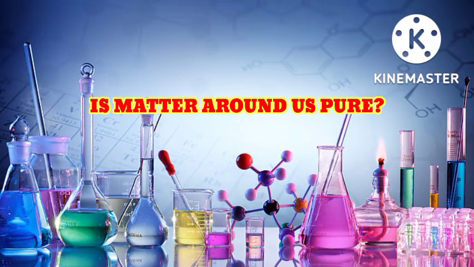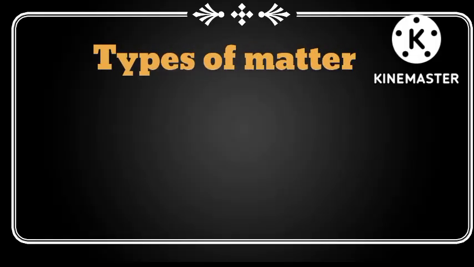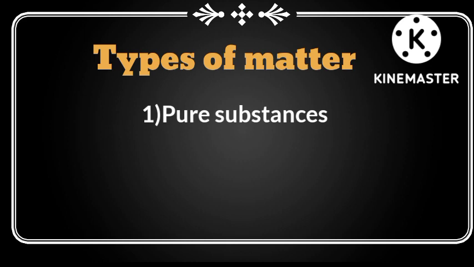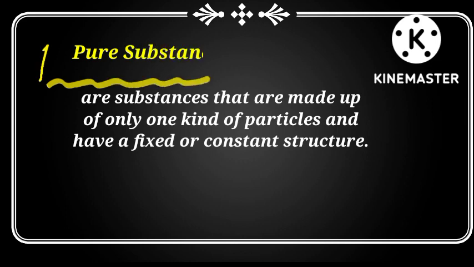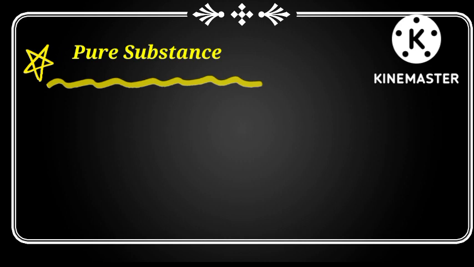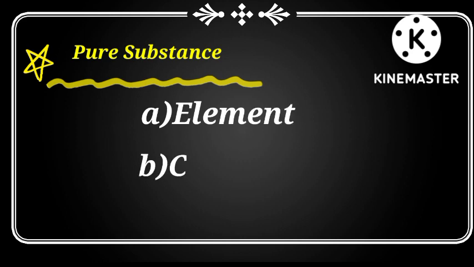What is pure in chemistry? On the basis of their chemical properties, matter is classified into two types: first, pure substance, and next, mixture. Let me see what this pure substance is. Pure substances are substances that are made up of only one kind of particles and have a fixed or constant structure. Pure substances are again classified into two types, elements and compounds.